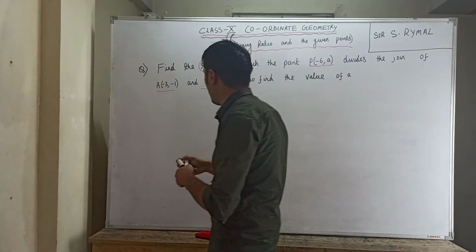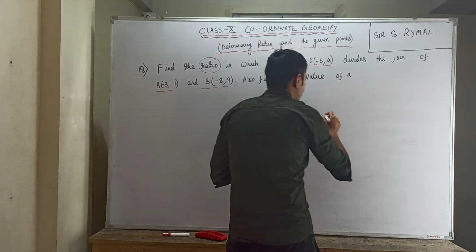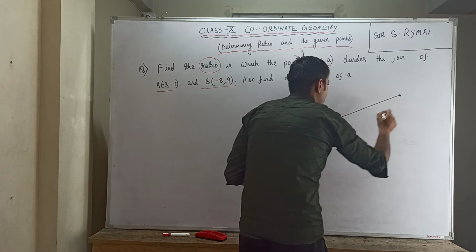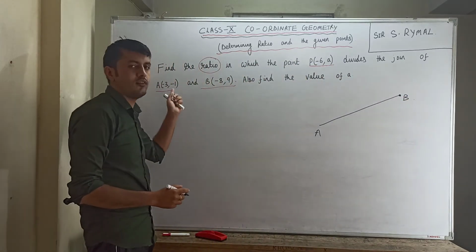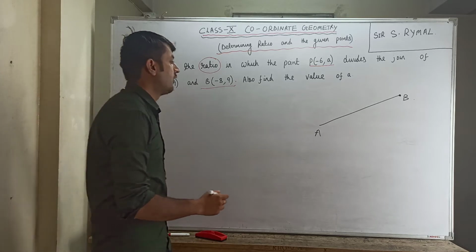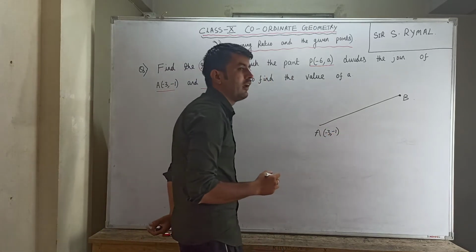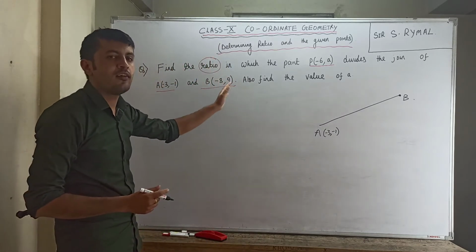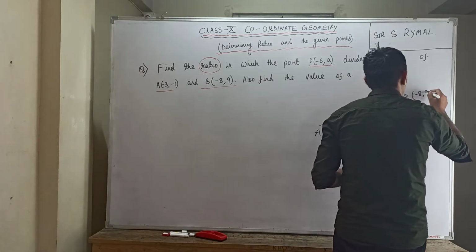Again, this problem is related to the section formula. You might have a line here. Suppose this is A, this is B. You can write down the coordinates also. What is the coordinate of A? Minus 3, minus 1. That is the coordinate of A. What is the coordinate of B? Coordinate of B is minus 8 comma 9.